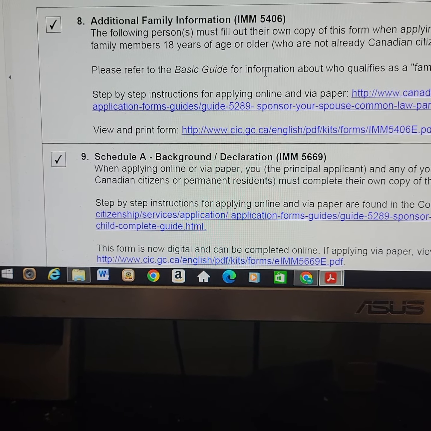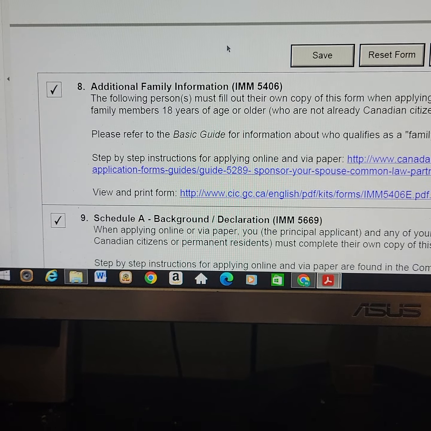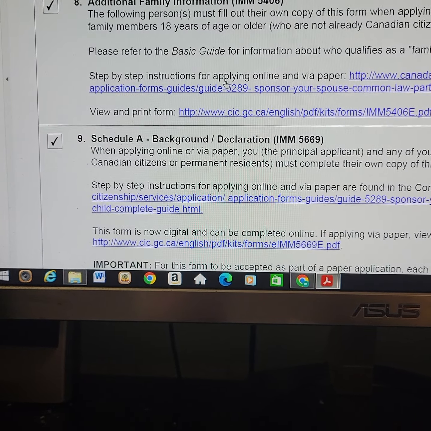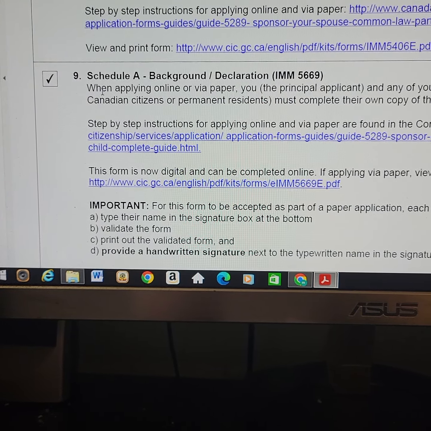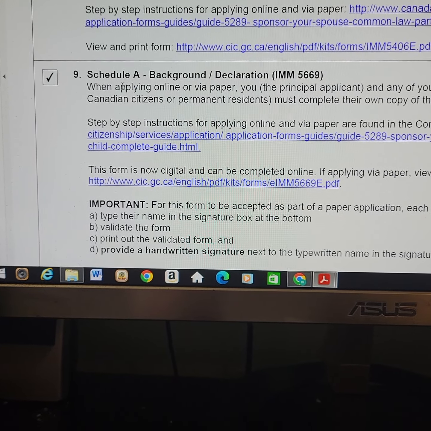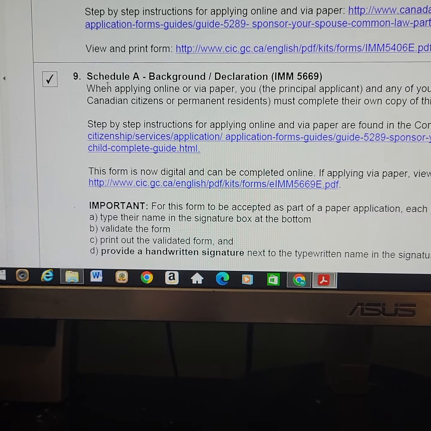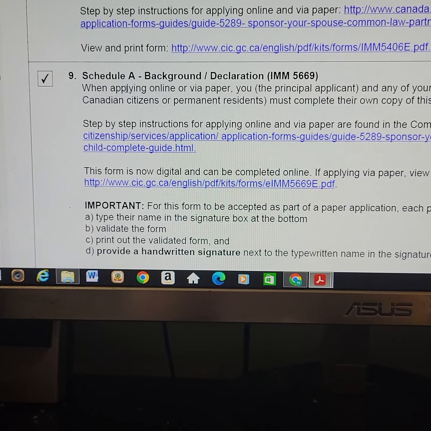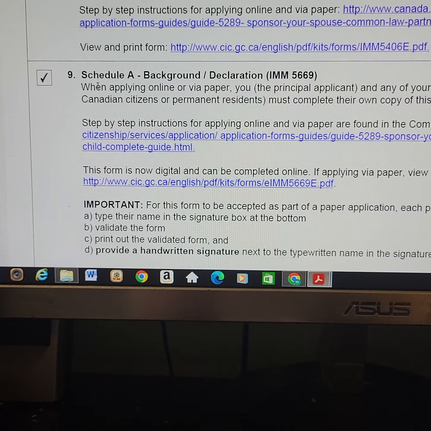So this is for the applicant. Keep in mind that we are still under the applicant. Like I'm saying, sponsor himself or herself, we don't have many things to fill out. Most of the things are filled out by the applicant, principal applicant, which means a Moroccan.